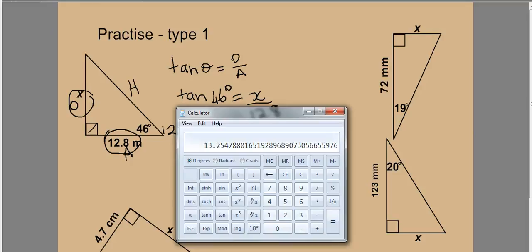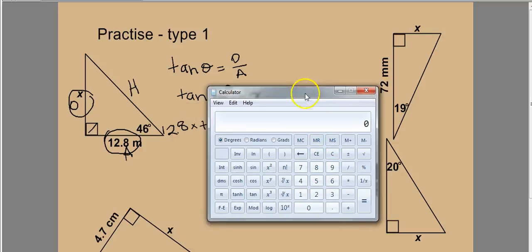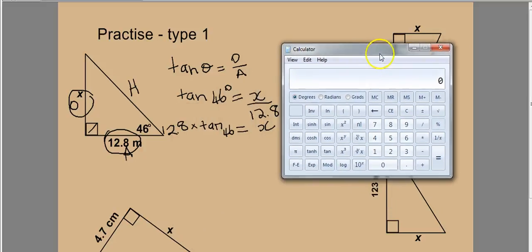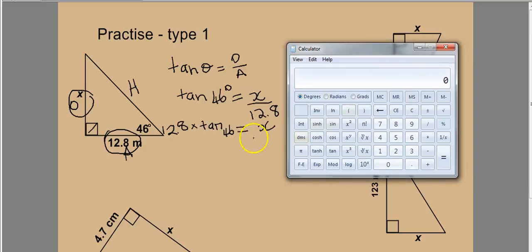Can't find the calculator, there it is. And I've done this already before. Let's clear this. Now my calculator is old-fashioned, it's almost as old as I am. And unfortunately, unlike your calculator where you'll be able to just put 12.8 times tan 46, my calculator insists that I go backwards. Mine goes 46 tan times 12.8.